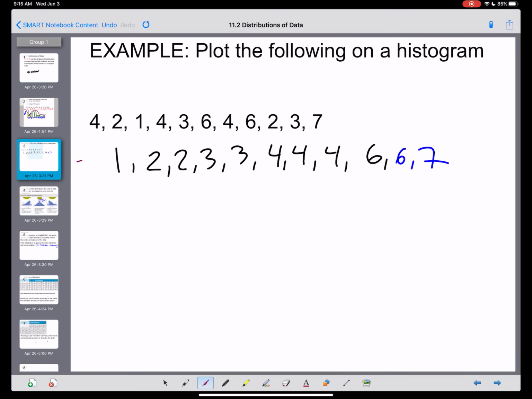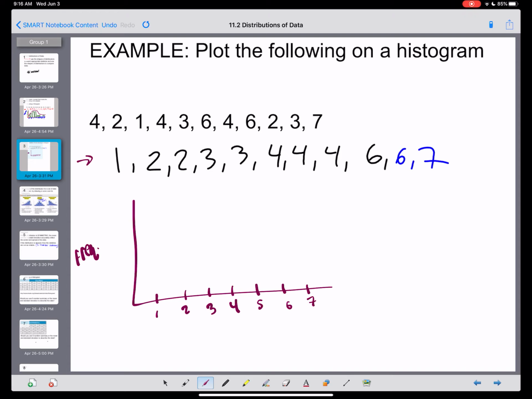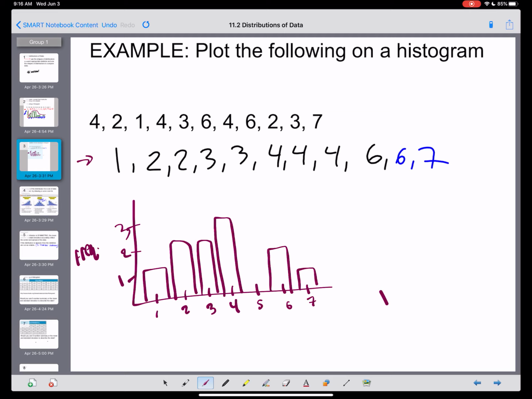We can do the same thing here. This is just the numbers in order. Notice how I'm always labeling this frequency on the left side. I think here I should go by 1. So 1, 2, 3, just because I know it goes up to 7. And that's not too bad. So 1 happens 1 time. 2 happens twice. 3 happens twice. 4 happens 3 times. 5 happens 0. 6 happens twice. And then 7 happens once. And that's it. That's my histogram.